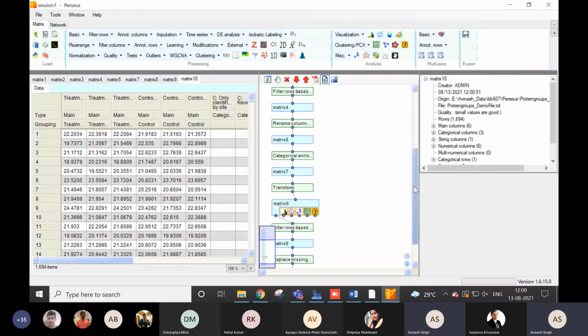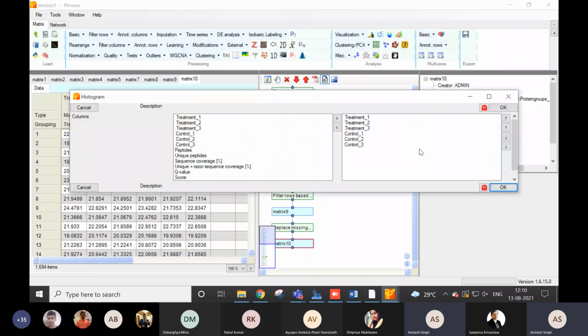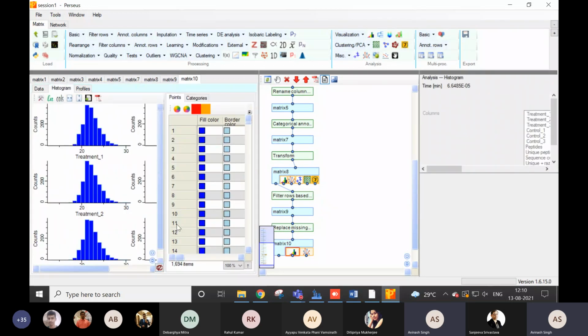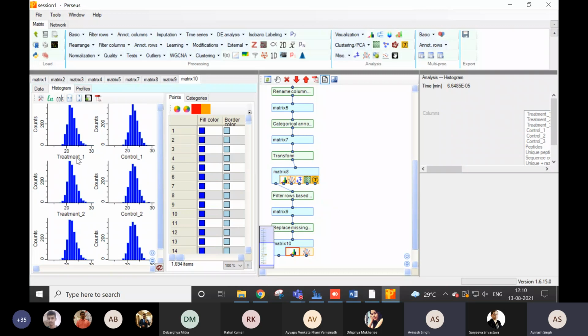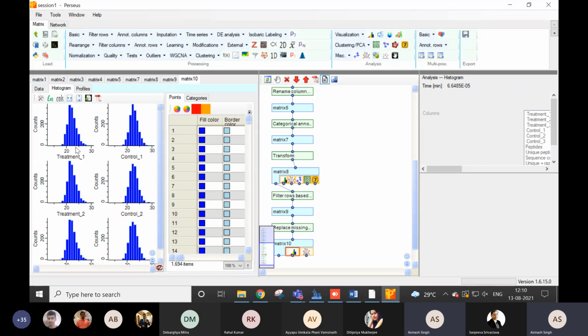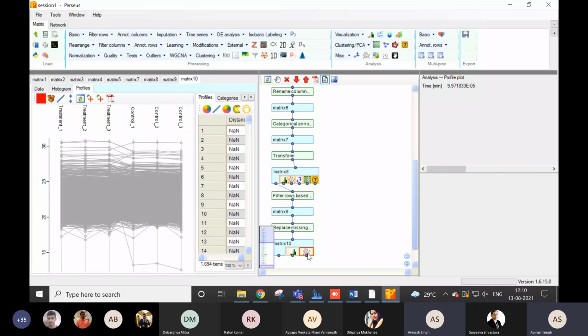After the imputation, you can see how your data looks. Again, you can check the histograms, the profile plot and the correlations after removing the samples. This is the histogram of the distribution of each sample. You can see that there's a slight skewness in the treatment. So we will go for a normalization, or we can also check the histogram and the distribution.